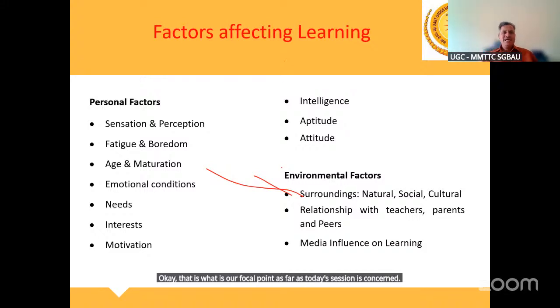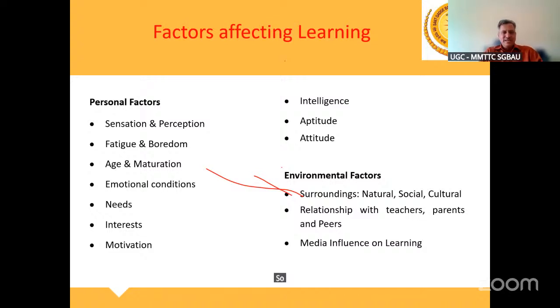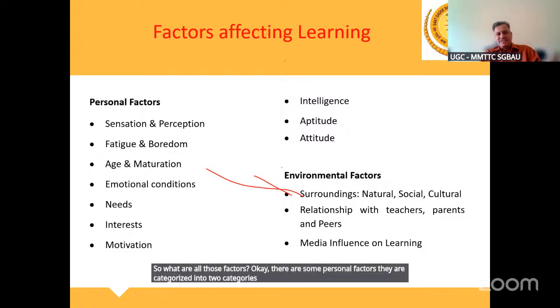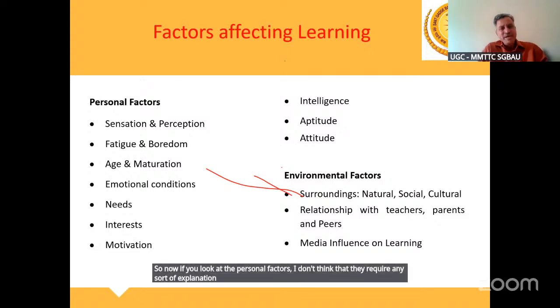Before moving ahead, we need to understand that there are various factors which affect the learning process. So what are all those factors? They are categorized into two categories: one is personal factors and the second is environmental factors. The personal factors don't require any explanation; they are self-explanatory: sensation and perception. Each individual has different capabilities when it comes to learning, and that's why we have slow learners, fast learners, and so on. Fatigue and boredom.